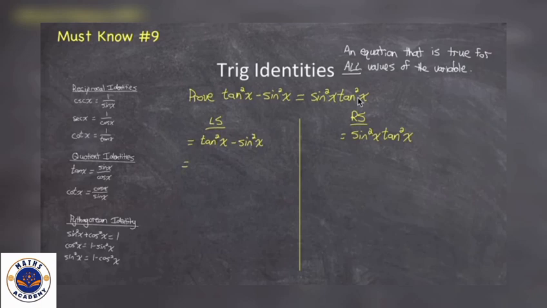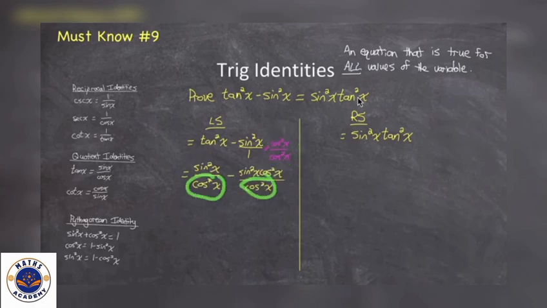What I could do on the left, I know that based on the quotient identity, tan of any angle equals the quotient of sine over cos. So I can change tan squared x to sine squared x over cos squared x. And then I'm subtracting sine squared x, but remember that sine squared x is technically over 1. I can multiply top and bottom of that by cos squared x to get a common denominator. I haven't changed its value, I've just multiplied it by 1. So now I have a common denominator of cos squared x with both of those terms, so I can combine those into a single fraction.